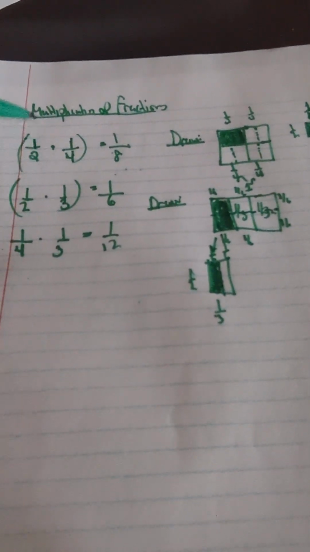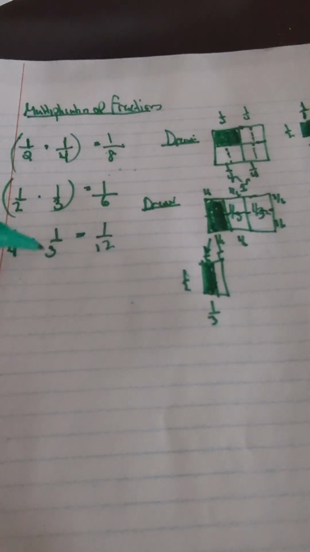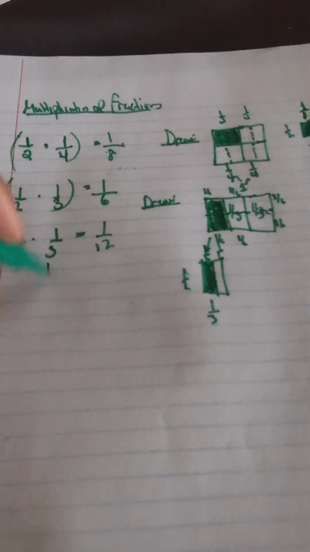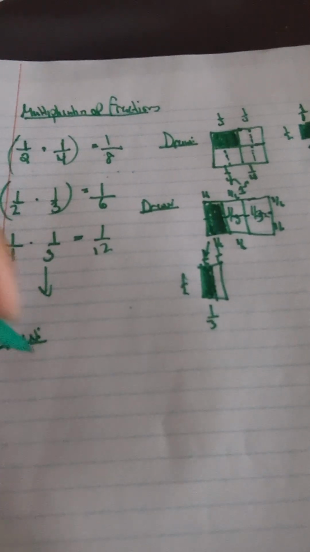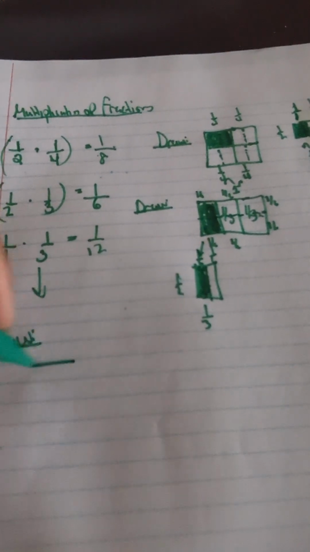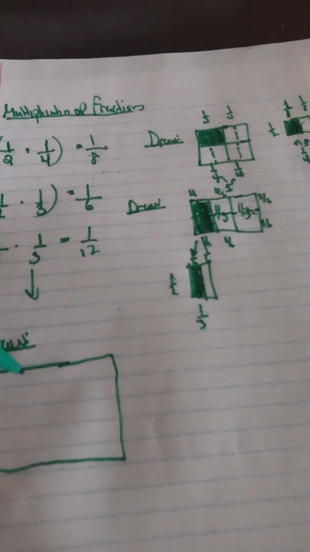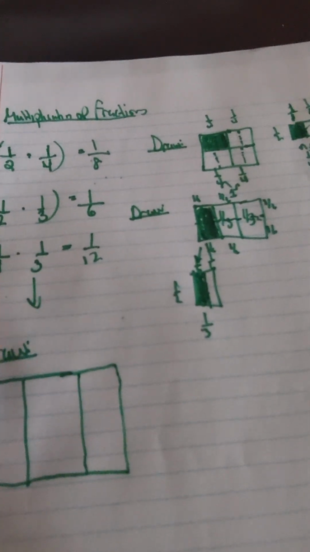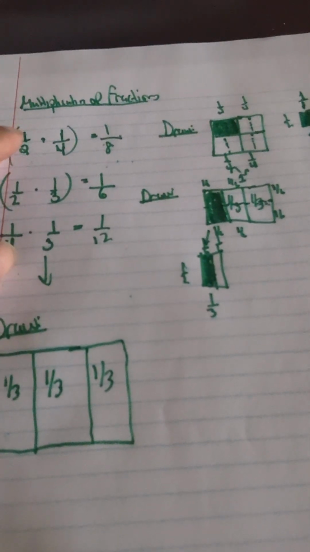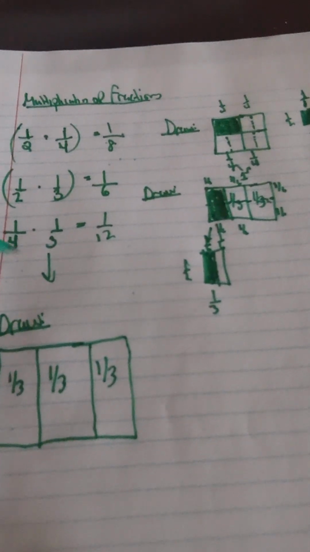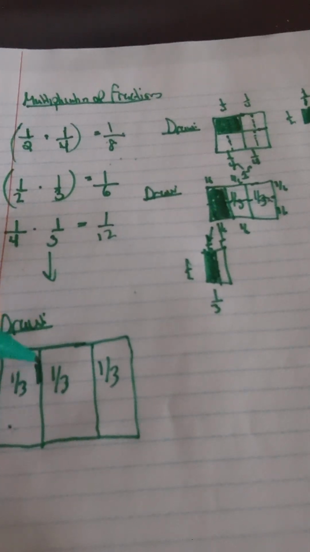We're going to do this one. What is 1/4 times 1/3, okay? Let's do the same thing. We cut it into thirds, right? This is 1/3, 1/3, 1/3. We shade 1/3. Remember, this is 1/3, 1/3, 1/3, so we shade out 1/3.